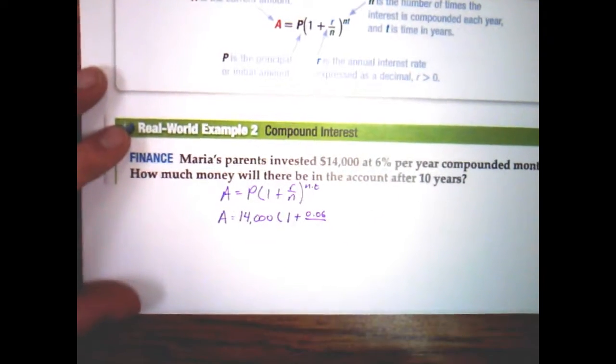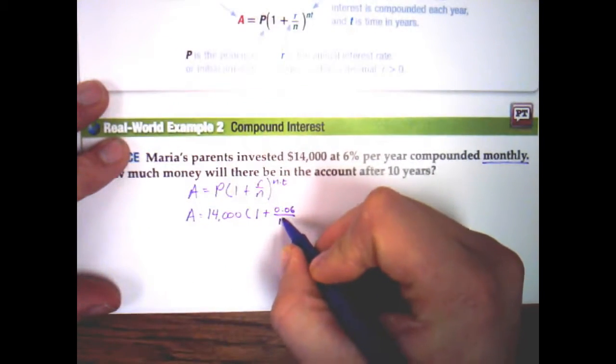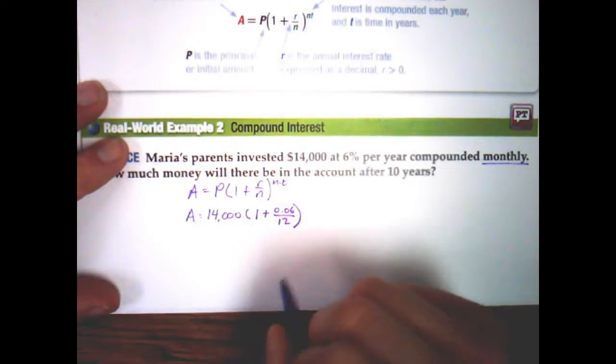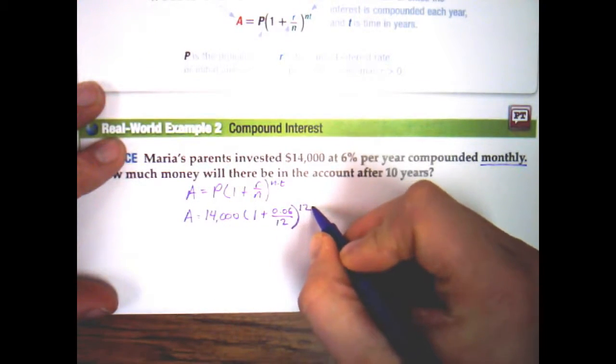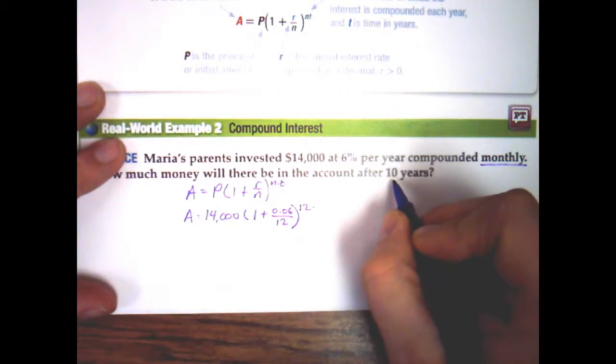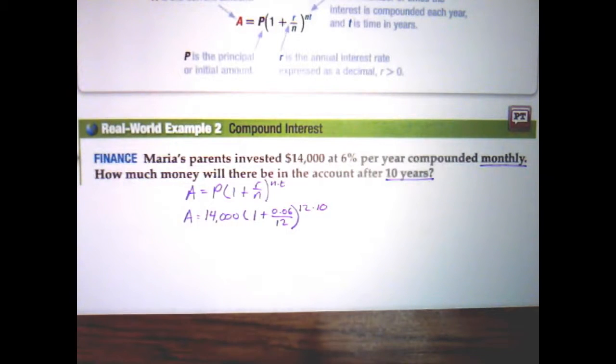N is how many times it's compounded per year. So monthly would be 12 times per year. So 12 goes on the bottom. And again, N, that's the same thing. So 12 times, and my time would be 10 years. So now, really, to find my answer, all I need to do is simplify a lot of this equation.